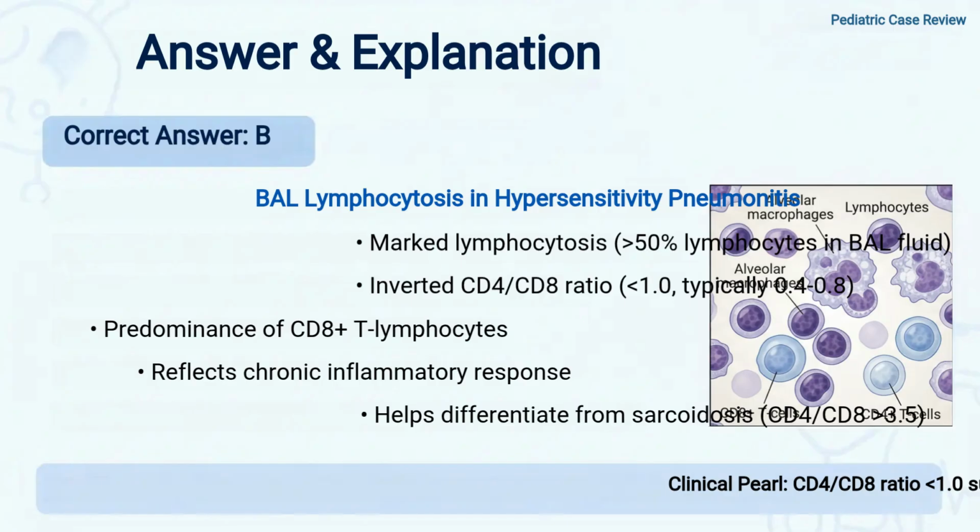Bronchoalveolar lavage in hypersensitivity pneumonitis shows marked lymphocytosis with more than 50% lymphocytes, an inverted cluster of differentiation 4 to cluster of differentiation 8 ratio below 1.0, typically between 0.4 and 0.8, and a predominance of cluster of differentiation 8 positive T lymphocytes reflecting the chronic inflammatory response. This pattern is diagnostically important because it helps differentiate hypersensitivity pneumonitis from sarcoidosis, with a cluster of differentiation 4 to cluster of differentiation 8 ratio greater than 3.5. A ratio below 1.0 supports hypersensitivity pneumonitis diagnosis.